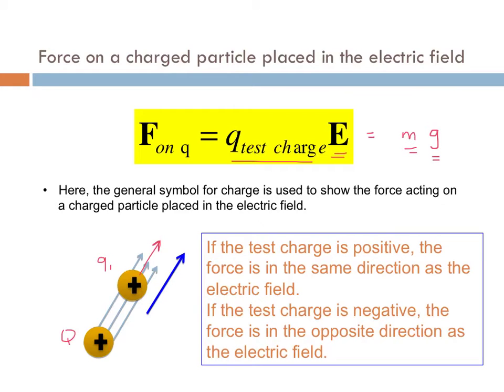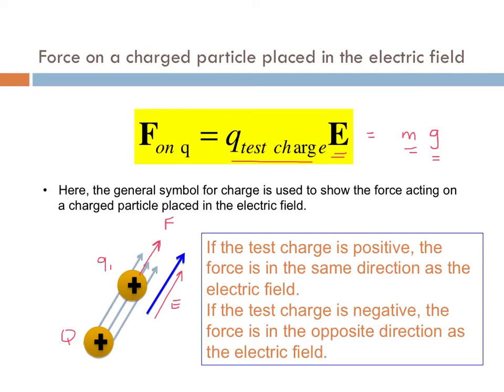So it has a force acting in this direction. We now know that positive charges have electric fields that go away from the charge. So my electric field is also in this direction. So if the test charge is positive, the force and the electric field are in the same direction.